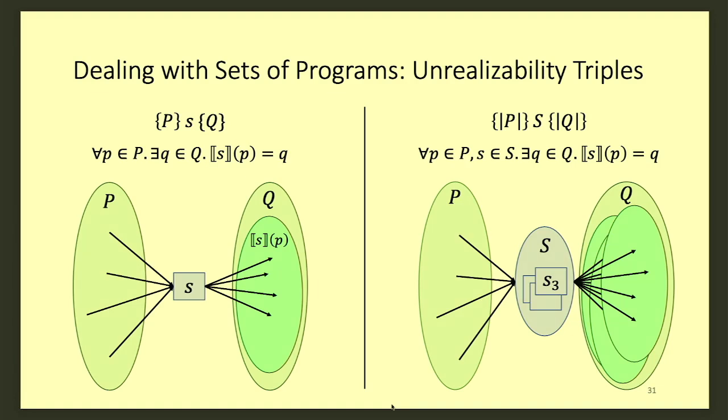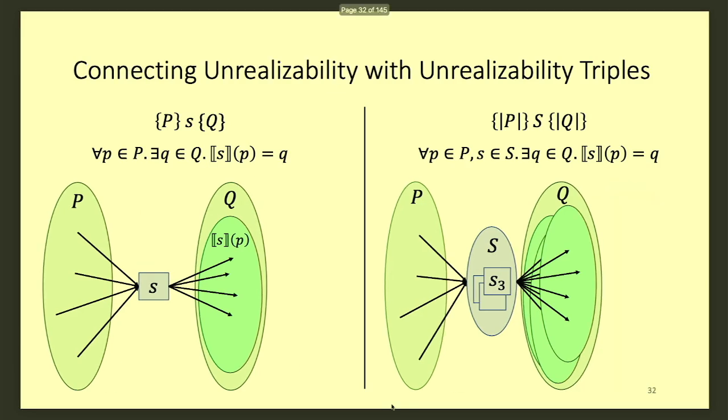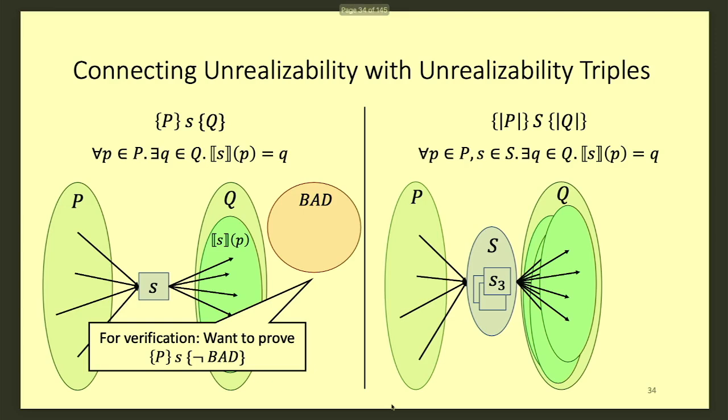And to connect this with unrealizability, recall that in Hoare logic, the path of reasoning normally goes like this: you want to show that your overapproximated post-condition does not intersect with a set of bad states. And this is because, since your post-condition is overapproximating, if it doesn't intersect with a bad state, then it also means that the set of states that you can actually reach will also never intersect with the bad states. So in essence, what you really want to prove is just P S not bad, as a Hoare triple.